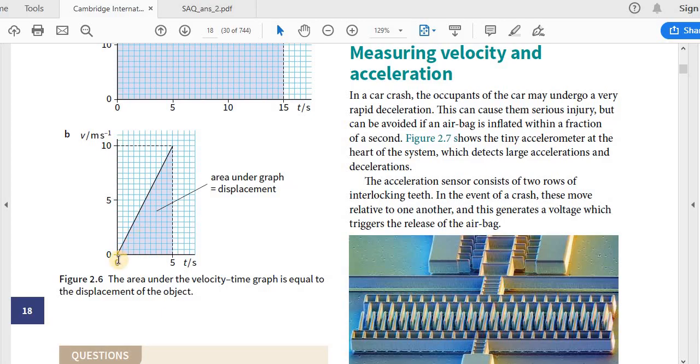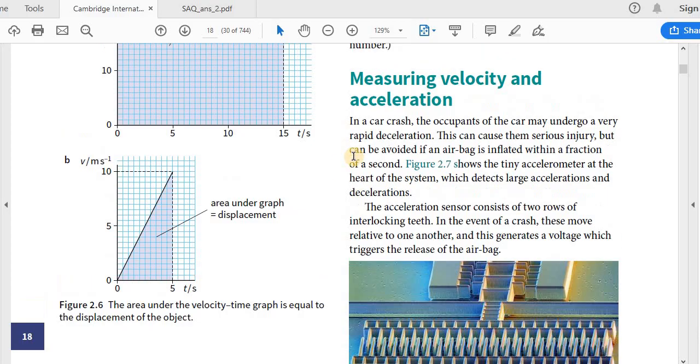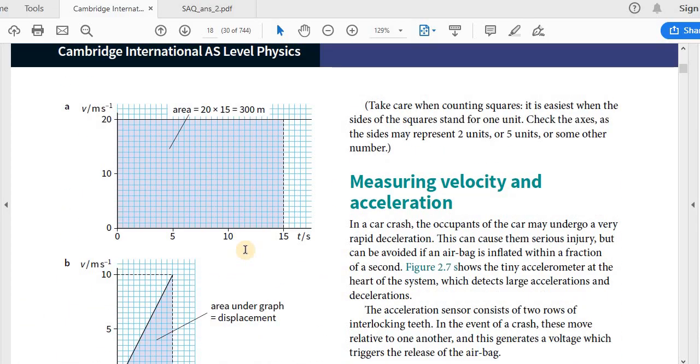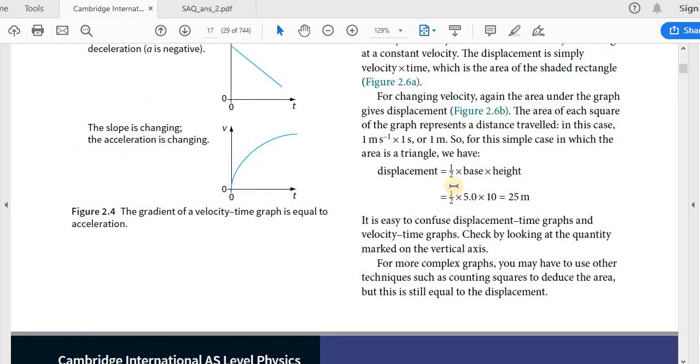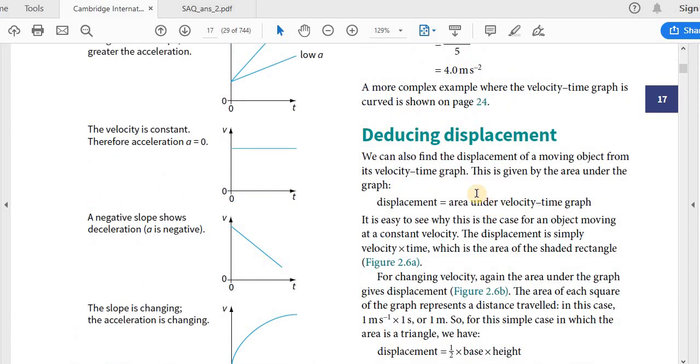So what we have to do is, if you want to find the displacement in the first 5 seconds, you have to find the area between this line and this x-axis for the first 5 seconds. You can see it is a regular shape or a triangle. Okay, so what you do, use the formula for area of a triangle: half into base into height, half into 5 into 10, which is 25. Okay, the area is 25 and the unit is meters. Yeah, so that is the calculation over here, and this is what they are explaining. Displacement is area under velocity time graph.